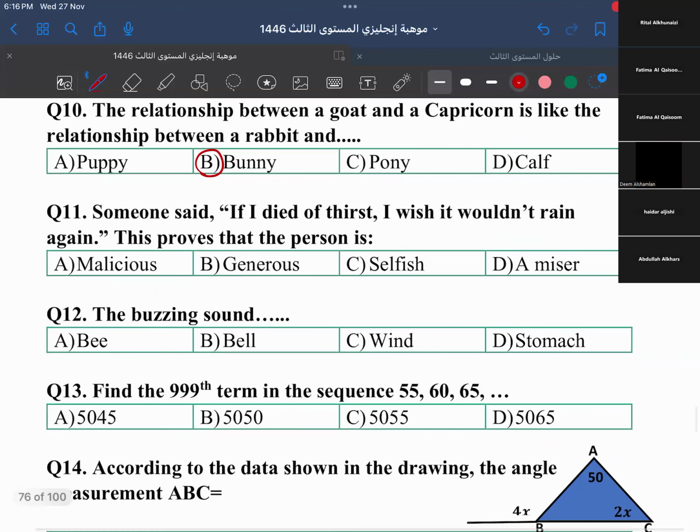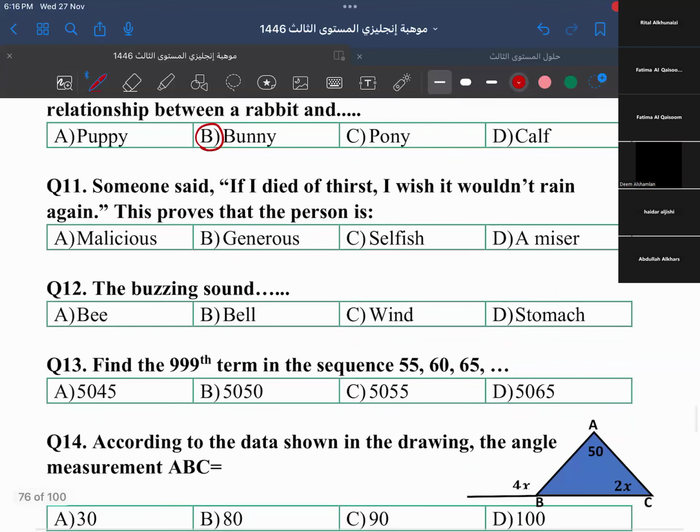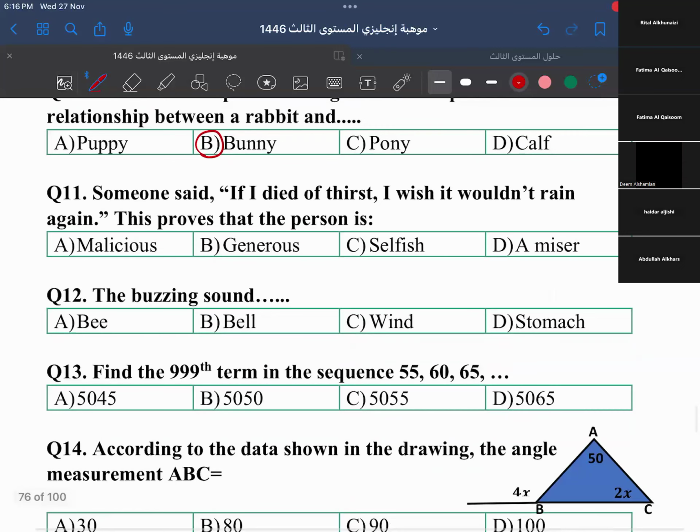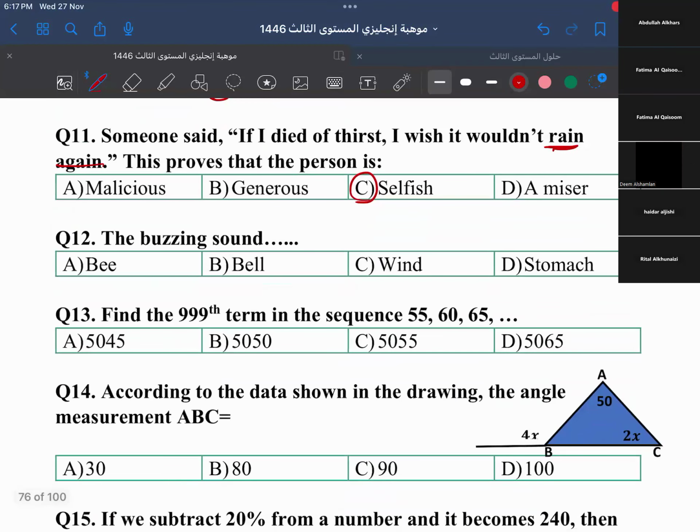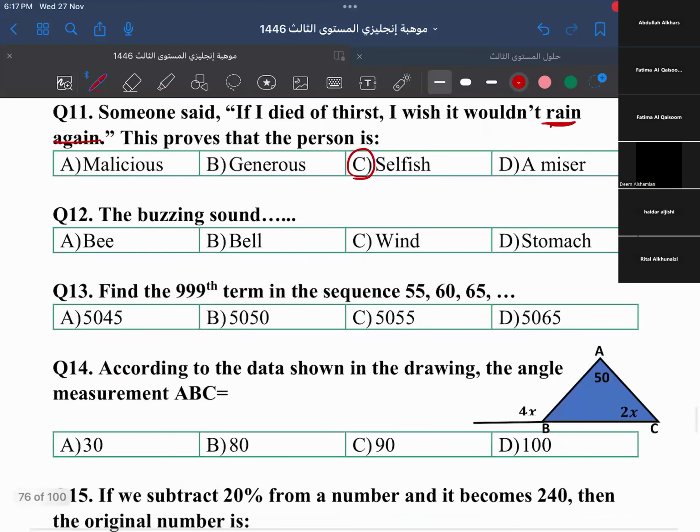Question 11. Yes, Rital. Someone said, if I died of thirst, I wish it wouldn't rain again. This proves that the person is selfish. Selfish, excellent, ممتاز. Because he wishes that people do not have rain at all if he dies of thirst. No one can drink water. So yeah, he's selfish. ممتاز. Okay, يلا, let's go to the next question.